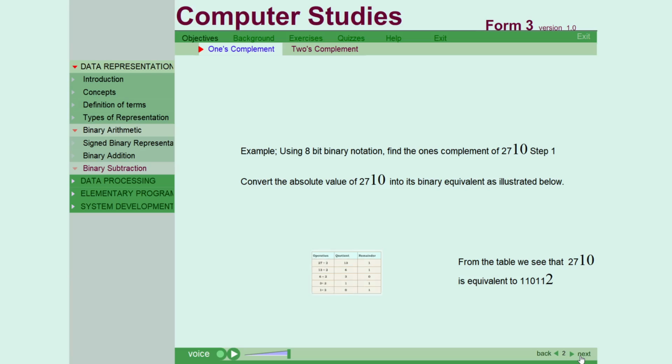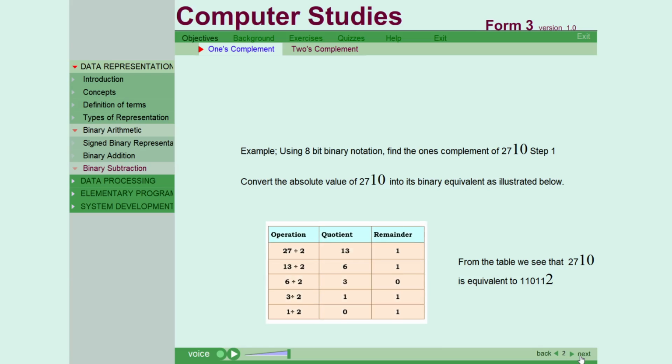For example, using 8-bit binary notation, find the ones complement of 27 to the base of 10. Step 1, convert the absolute value of 27 to the base of 10 into its binary equivalent as illustrated below. From the table, we see that 27 to the base of 10 is equivalent to 11011 to the base of 2.